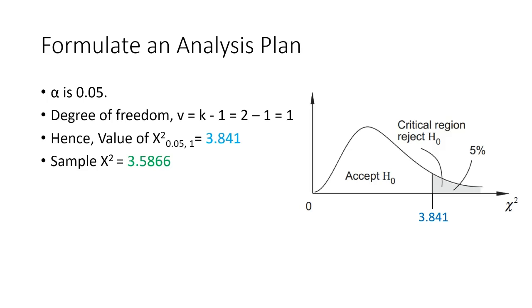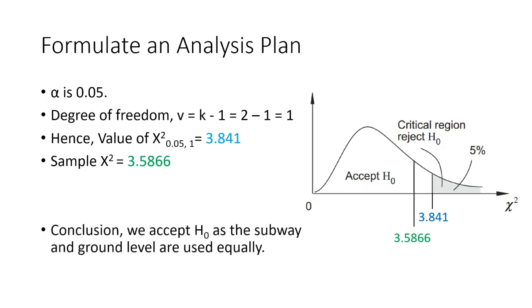Now, we compare it with the x-square sample value, which is 3.5866. Notice the value is in the acceptance region. In conclusion, we accept the H-null hypothesis, where the subway and ground level are used equally.